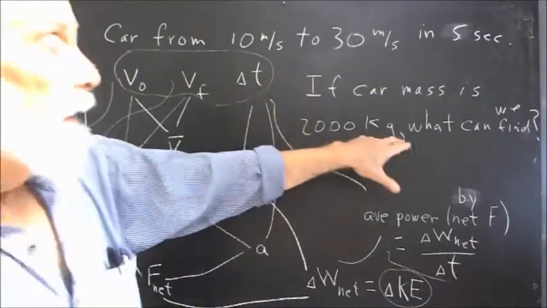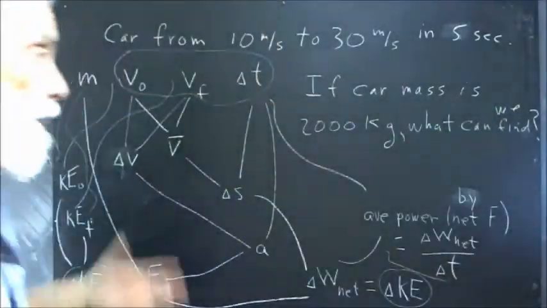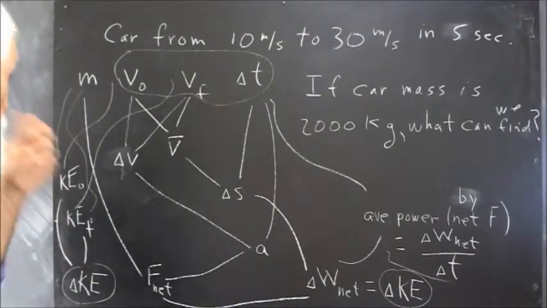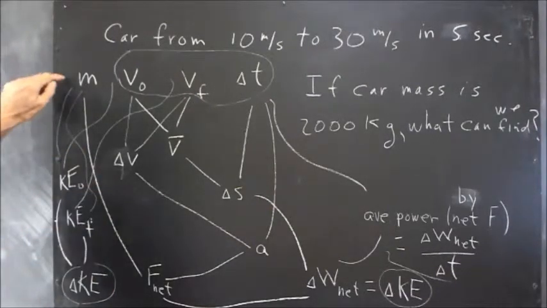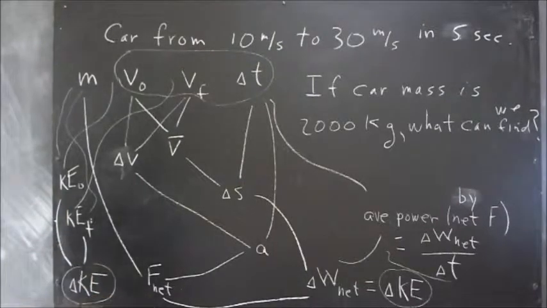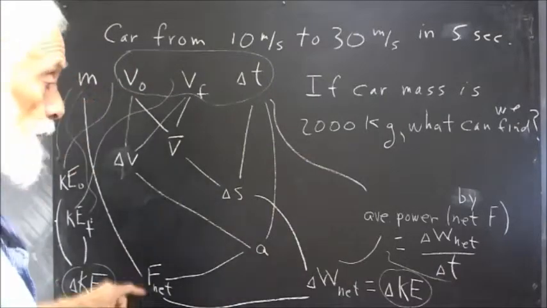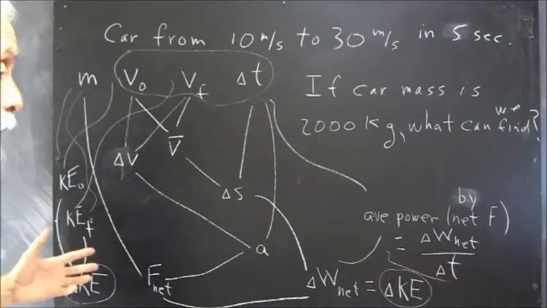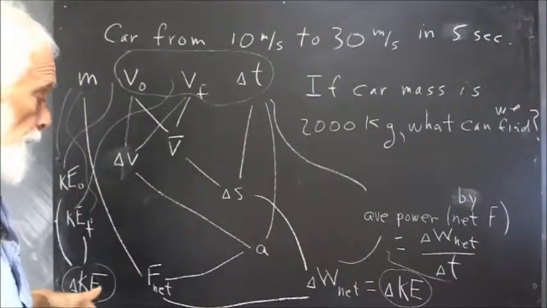Okay, now, if the car mass is 2,000 kilograms, now what can we find? Well, it didn't take long. I threw the mass up here because now we have the mass. Very quickly got the response that, well, we put the mass with the acceleration, we get the net force. Okay, so that's very clear. Now, what do we know if we have mass, net force, and acceleration, and all this other stuff? Is there anything else we could put the mass with? Doesn't appear to be, but let's keep our minds open.